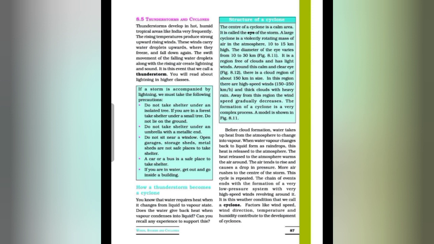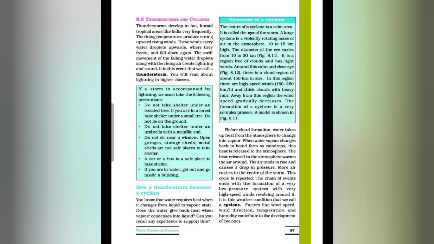So the heat released to the atmosphere warms the air around, and the air tends to rise and cause a drop in pressure. More air rushes to the center of the storm. This cycle is repeated, and the chain of events ends with the formation of a very low pressure system with very high speed winds revolving around it. It is this weather condition that we call a cyclone. Factors like wind speed, wind direction, temperature and humidity contribute to the development of a cyclone. So this is how a cyclone is created.